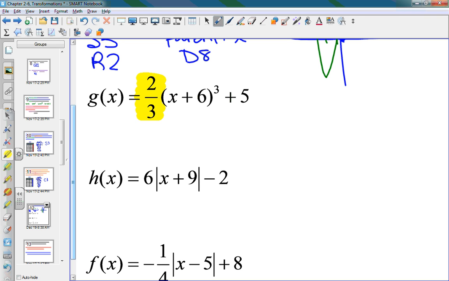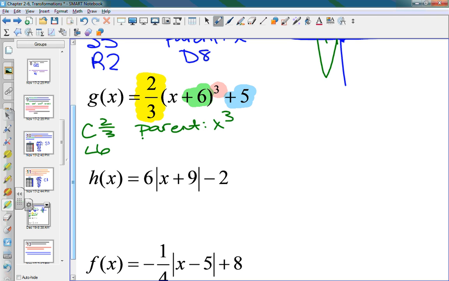First number I have is 2/3. What's happening to that? It's going to be compressed by 2/3. The next number is? Left 6. I'm going to go to the left 6 units. Very good. The next number is the little 3, a parent of spaghetti, which is x cubed. And the last number? Left 5.